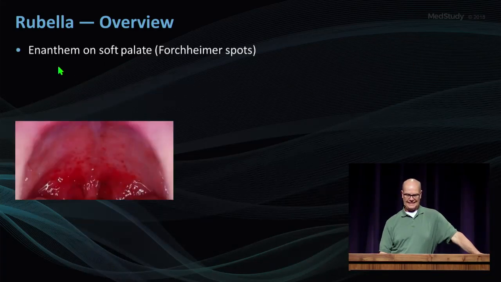There is also an enanthem, Forsheimer spots, that you might be asked about. They look very similar to soft palate petechiae that you would see in strep, but note there's no exudative pharyngitis. And note the other time you might be asked about soft palate petechiae on your boards, as we talked about earlier, self-induced vomiting and trauma during eating disorders.